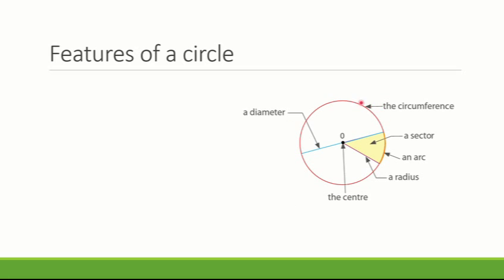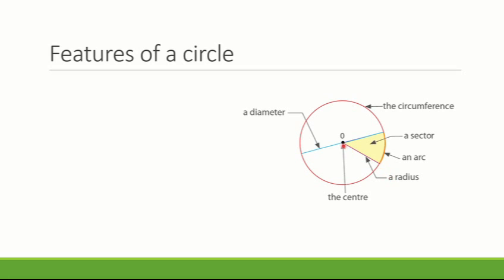Here we've got a circle. The red line on the outside is the circumference or the perimeter all the way around. The blue line is the diameter. It's from one point on the circumference to the other point, but it has to dissect the center point, which is the one right in the middle.